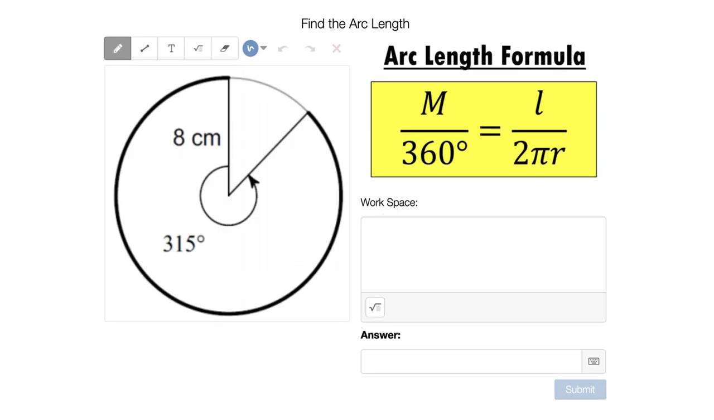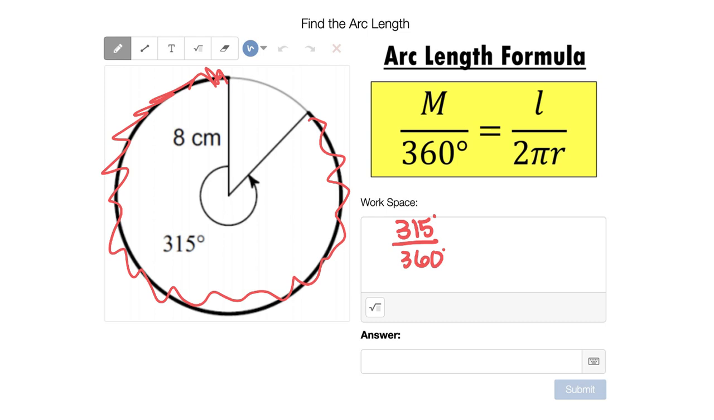I added in one more arc length formula because I wanted you to see that we can do arc length for a humongous portion of the circle as well. So I see my 315. I know that's my degree. So degrees compares to degrees. So 315 degrees out of the full 360. We're looking for the length of this arc, so how much this actually measures. Okay, so the length over 2 pi 8.